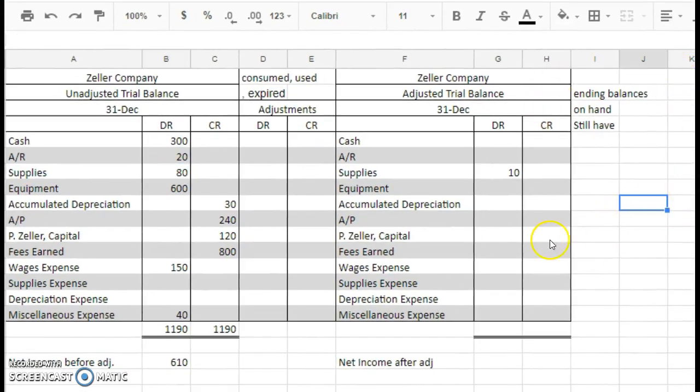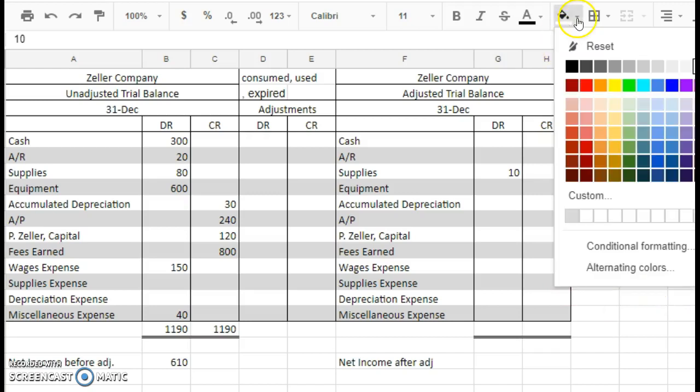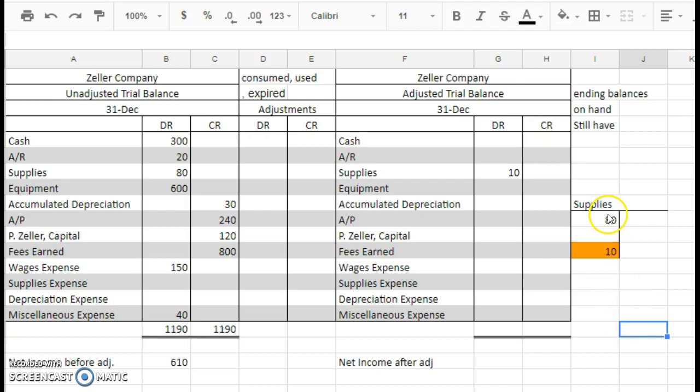I should have made this bigger, is you might have wanted to make a T account. So here's my T account. I have supplies. We started with 80. And we have 10 left over. So our ending balance is $10. We started with 80. How did we get to 10? Okay, and then it's 70. So 80 minus 70. And sometimes you might have to add the numbers depending on what's going on.